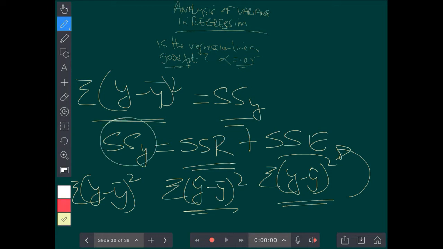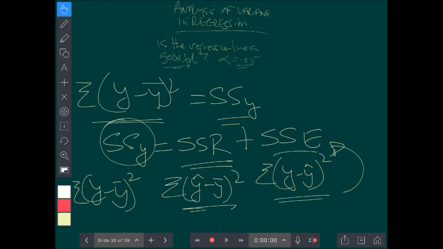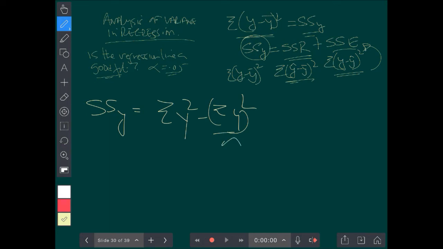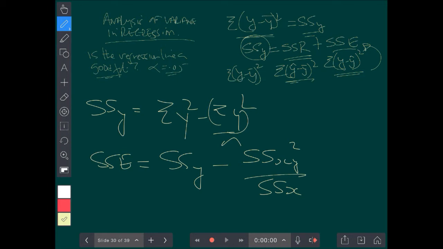Now, this we could already find because we have the formula from much earlier for how we find SSY. We can find SSY simply by doing the sum of y squared minus the sum of y all squared over n. That we already knew. Remember also, I showed you how we could find SSE. SSE was SSY minus SSXY squared over SSX. All right? So that is SSE. Now, finding SSR is fairly easy, because if we know how to find SSE, then SSR is just SSY minus SSE.